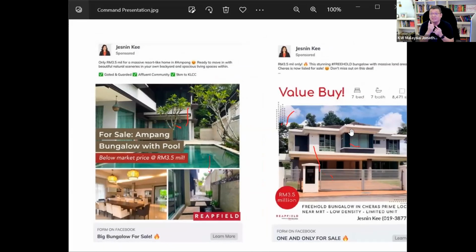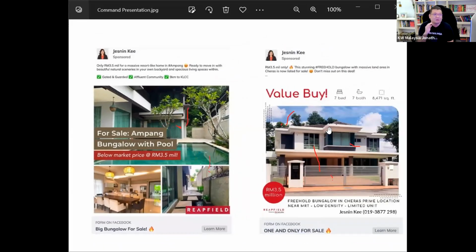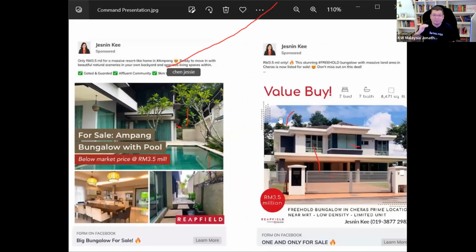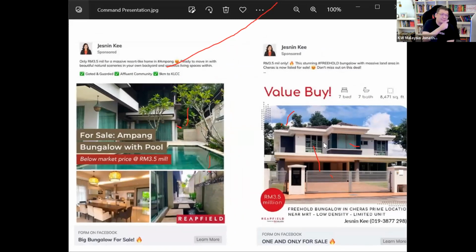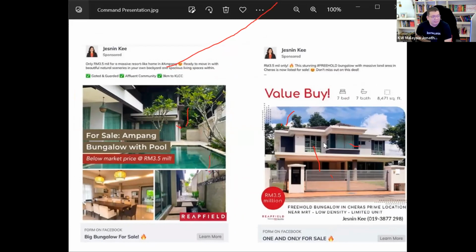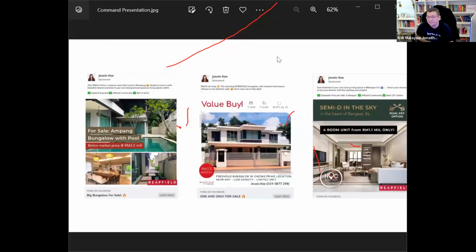Thank you for bringing it out, Jesnin. I think a lot of times we are very hard on the facts. We just want to go on the facts of the property. But what you have just told us is you have to think about how you want the consumer to feel when they look at the property. How can they connect with the property, right? So that's very important. And I like this tool. I like this picture about the ad on the bungalow with the pool. I think that makes a lot of difference.